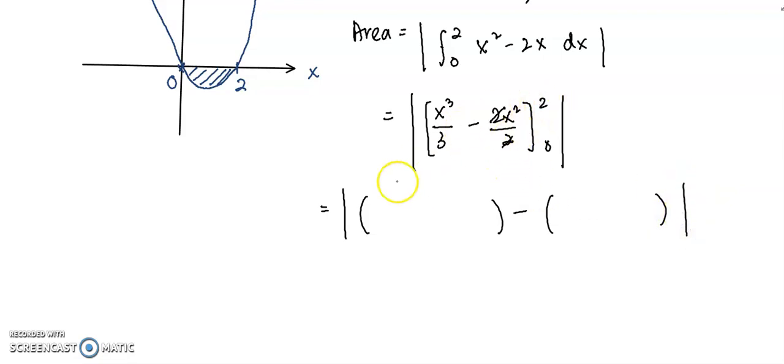Okay, then you substitute 2 inside, you have 8 over 3 minus 4. This is the substitution of the upper limit. Minus the substitution of the lower limit, you get 0. So finally, you have 8 over 3 minus 4, which produces a negative. But don't forget, out here is the modulus sign. You will always make it positive. Finally, you have 4 over 3. 4 over 3 unit square.